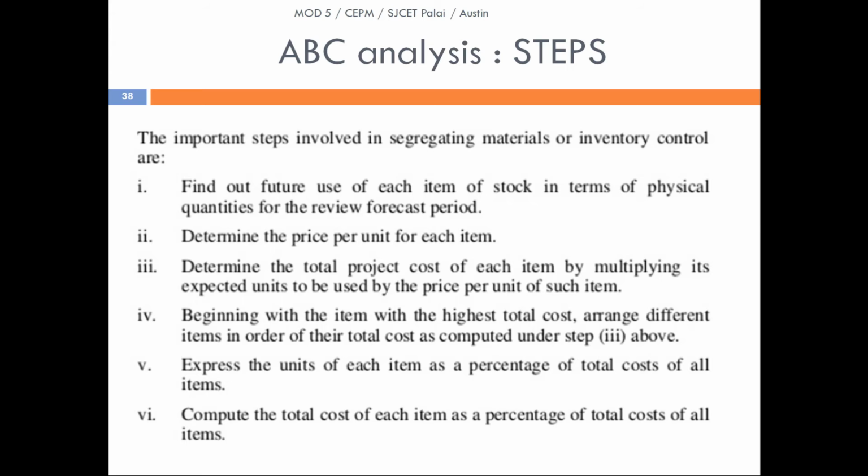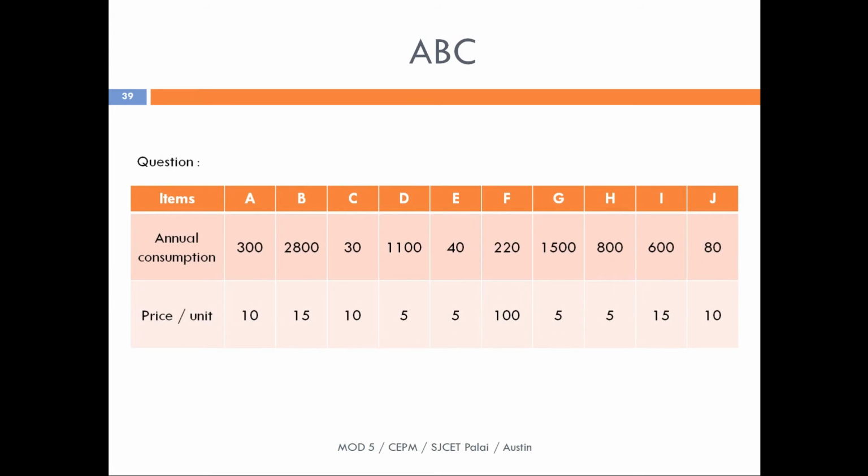Then we arrange these total costs in descending order from the top. And then, the fifth step, we find the percentage of total cost of all items. Then we find the cumulative percentage, and from that we can understand which are class A, class B, and class C. So the ABC analysis steps are just 6 points, but this requires a large amount of work to find out which category belongs to A, B, and C. Let's solve this by looking at a problem.